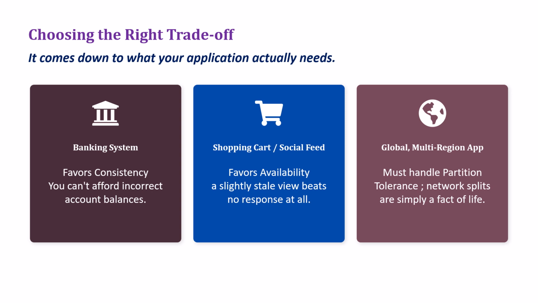So, how do you choose? It comes down to your application's needs. A banking system will almost always favor consistency. You can't afford incorrect balances. A social media feed or shopping cart will often favor availability. A slightly stale view beats no response at all. A multi-region app must handle partition tolerance.